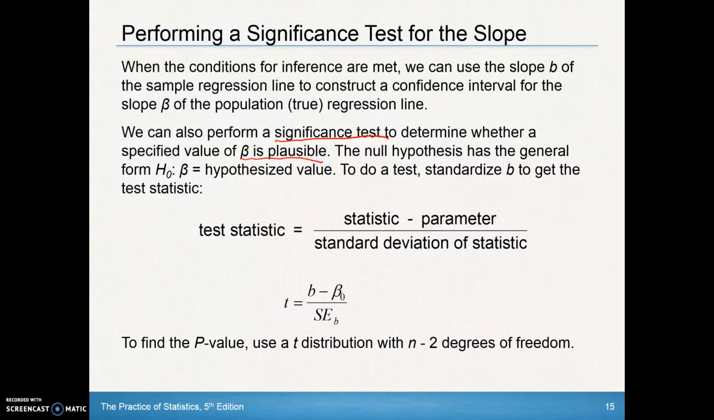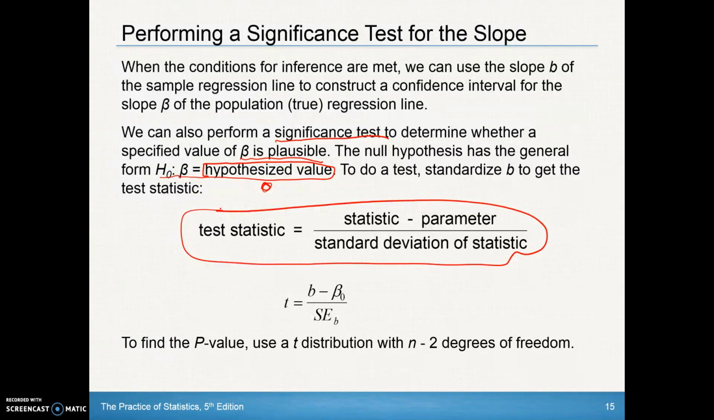The null hypothesis has a general form: the null is that beta is whatever that hypothesized value is. A lot of times that will just be zero, that there is no slope. To do a test, standardize b to get the test statistic. We standardize like a z-score or a t-score, taking our statistic minus our parameter, divided by the standard deviation of our statistic.